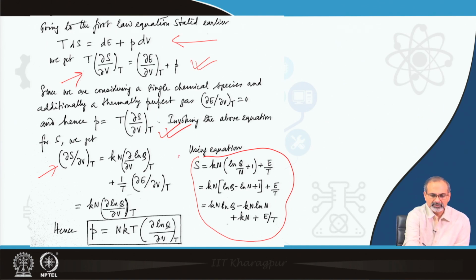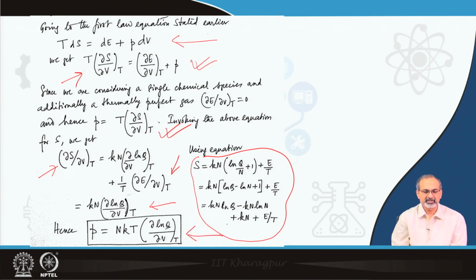So, taking the derivative gives you an outcome like this: it comes to k n times ∂/∂V of log Q at constant temperature, and therefore, finally, you come up with this form for pressure: P equals N k T times ∂/∂V of log Q at constant T. Therefore, now we have also managed to derive an expression for pressure in terms of the partition function.